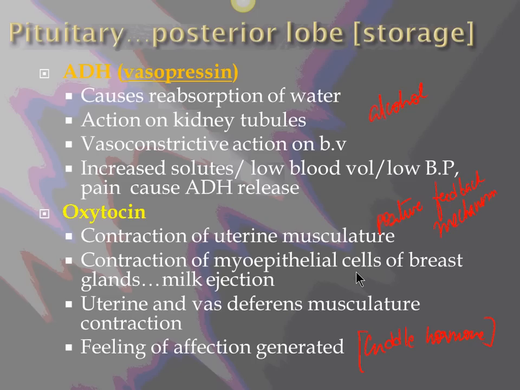And as I said, it causes contraction of the uterus not only during labor, but even during other sexual activity, and even the vas deferens in the males, the musculature of the vas deferens. So that's what oxytocin does.